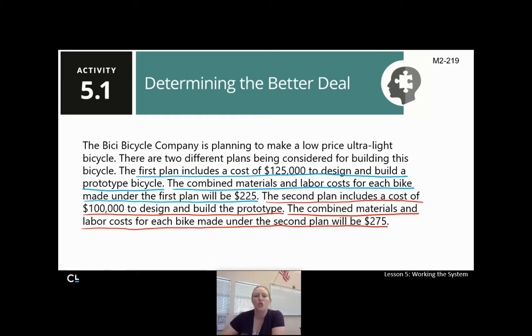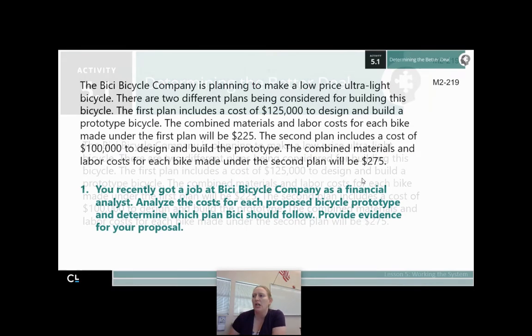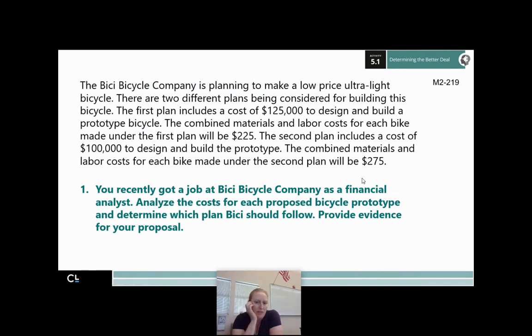That's interesting. So you recently got a job at BC Bicycle Company as a financial analyst. So I would like you as a financial analyst to analyze the costs for each proposed bicycle prototype and determine which plan BC should follow. Make sure you provide evidence for your proposal, do the work, all that good stuff. You can't just say, pick that one. If you're a financial analyst, you've got to show the numbers and show why that's the better choice. So go ahead and hit pause, do some work here, see what you can figure out, and then hit play when you're ready to check your work.